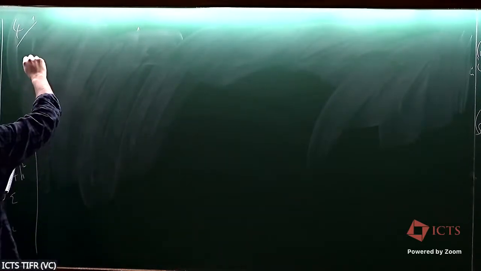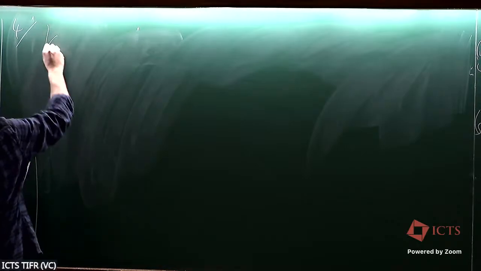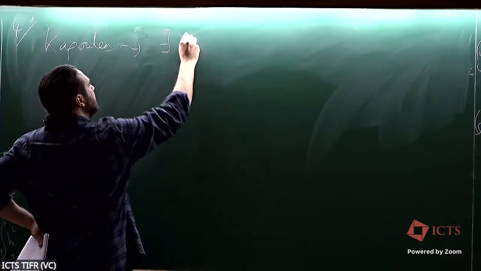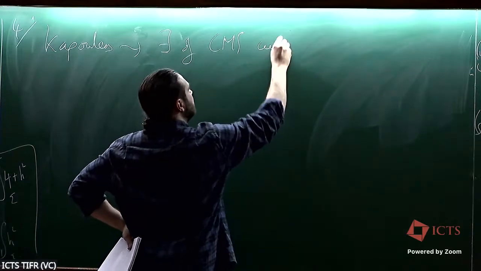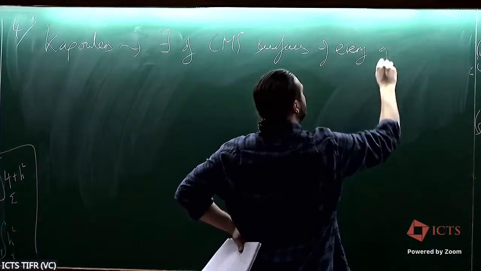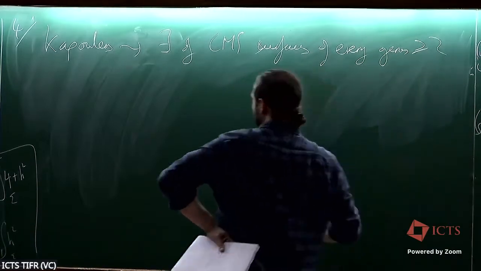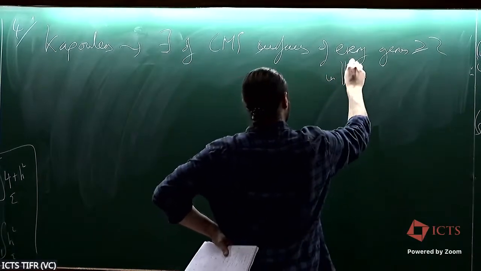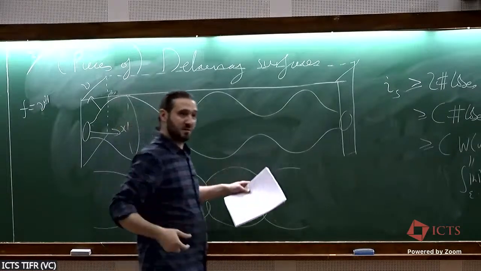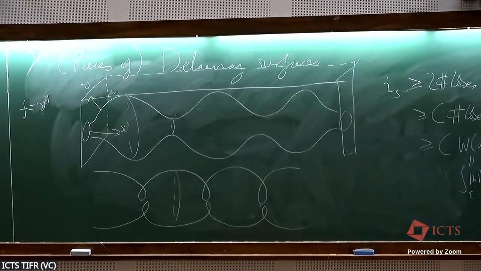As has just been trailed, Kapouleas has proven the existence of CMC surfaces of every genus bigger than or equal to 2 in R3. And these really do look like pieces of both. He needs both the nodoids and unduloids, glues them together to create higher genus surfaces as an approximate model, and then is able to perturb that to get a genuine CMC surface.